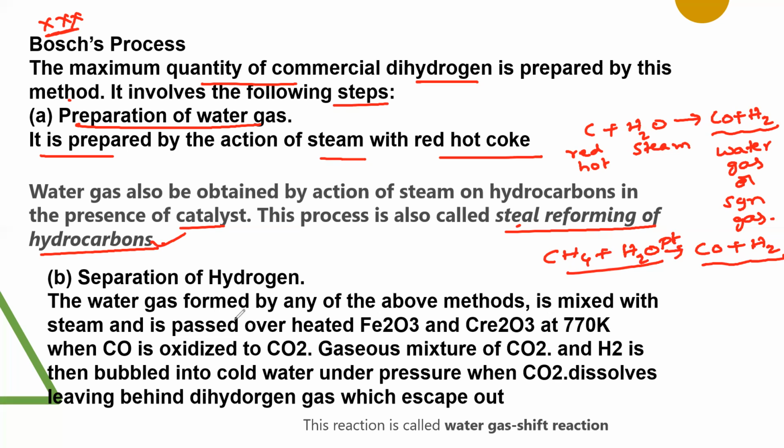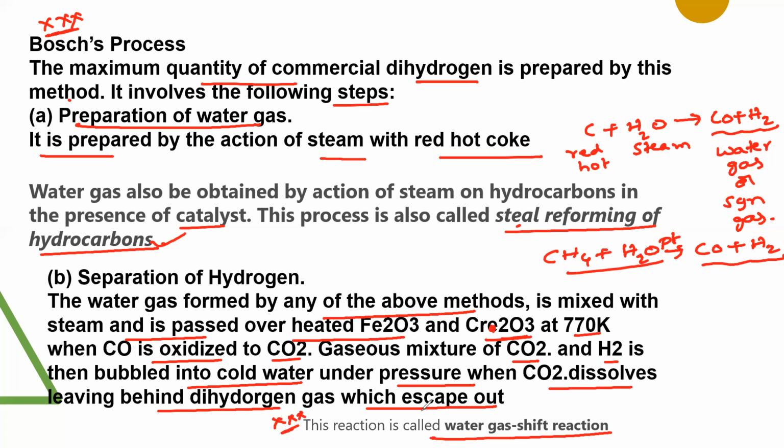In the second step, the water gas formed by any of the above methods is mixed with steam and passed over ferric oxide Fe2O3 and chromium oxide Cr2O3 at 770 kelvins, where CO is oxidized to CO2. The gas mixture of CO2 and H2 is then bubbled into cold water under pressure, when carbon dioxide dissolves, leaving behind dihydrogen gas which escapes out. This reaction is called the water gas shift reaction. Very, very important.